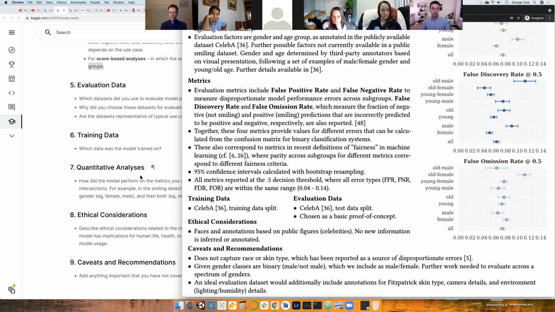Yeah, and you might not need all 9, right? You might just need a subset, or you might need a section that is not present here but is super important for your field. You can add it. This is just a standardized version of model documentation.